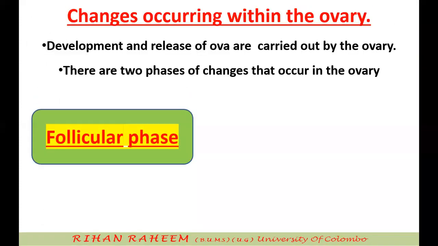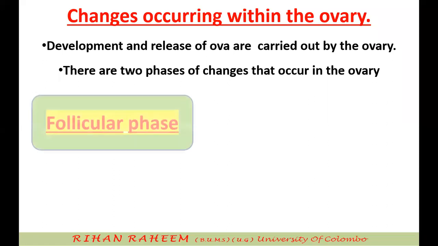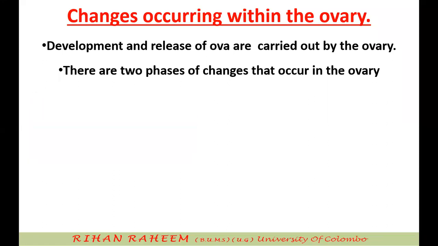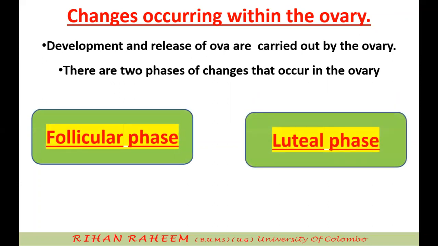We'll go to the first part: changes occurring within the ovary. This is known as the ovarian cycle. Development and release of the ova are carried out by the ovary. There are two phases of changes that occur in the ovary. The ovarian cycle has two parts. One is known as the follicular phase. The other one is known as the luteal phase. Very simple. The follicular phase is 14 days. The luteal phase is another 14 days. So 14 plus 14, totally 28 days. This ovarian cycle is happening in the ovary.